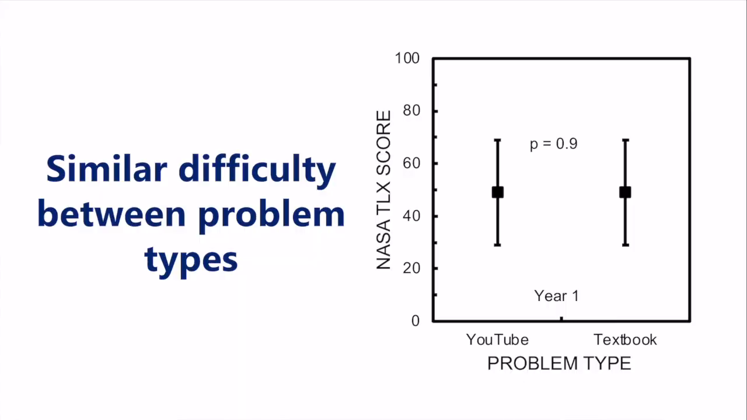And here is an example of one of our findings. In this scenario, we compared problem difficulty when students solve textbook problems versus when they solve YouTube problems. Our findings show an average NASA TLX score that approximates to 50 for both problem types. And a hypothesis test yielding a p-value of 0.9 denotes that both problem types are perceived by students to be equally rigorous, also with high statistical probability.